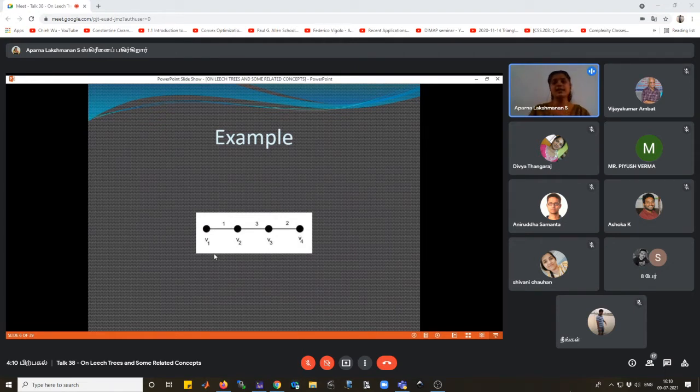Of course, the labeling need not be unique. Maybe you can find a different labeling. An obvious way of doing it is to write 2, 3, 1. You can interchange 1 and 2. Still, the labeling will be a Leech labeling. In the case of P4, these are the only two possibilities. Either you can say 1, 3, 2 or 2, 3, 1. Okay. So that is Leech labeling.